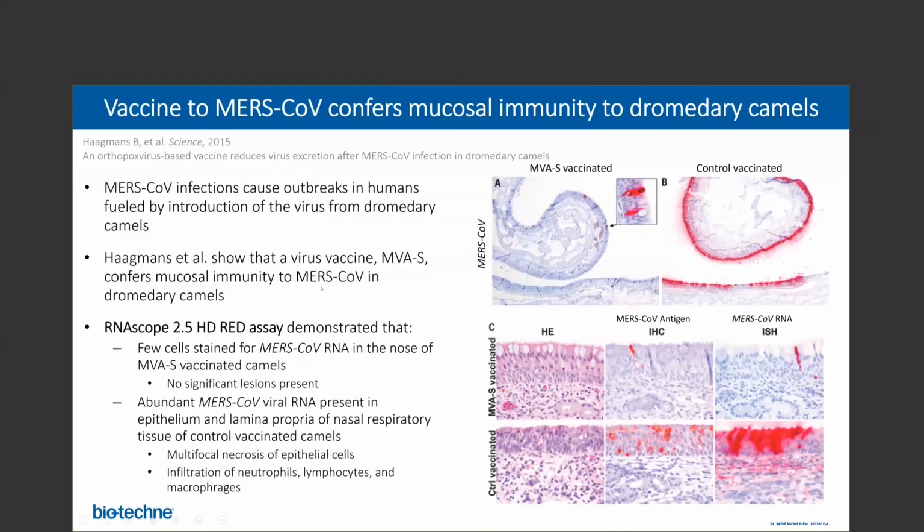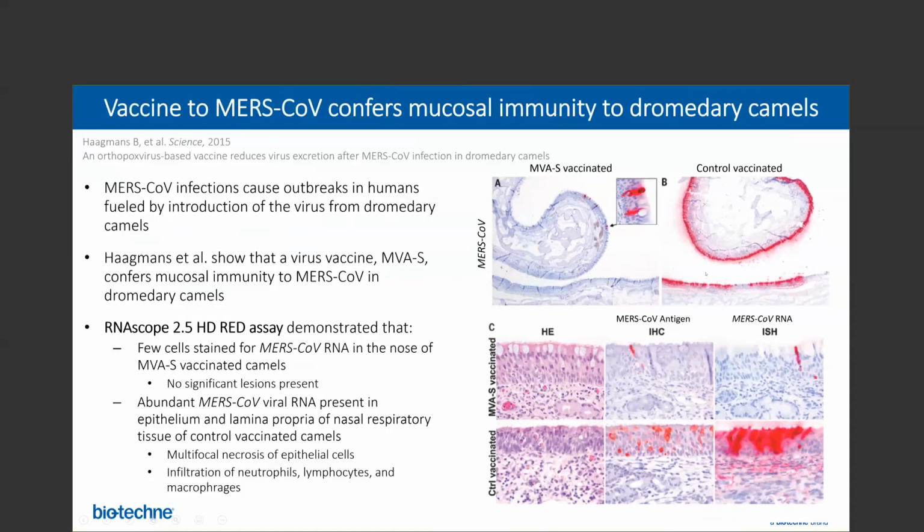In this particular example, they have used the Canon model and they developed a vaccine against the MERS-CoV and studied the efficacy of the vaccine, as you can see, by looking at the expression of the MERS-CoV virus using RNAscope probe. In the top panel, they have a vaccinated animal and a control animal. After giving the vaccine, these animals were exposed to the virus.